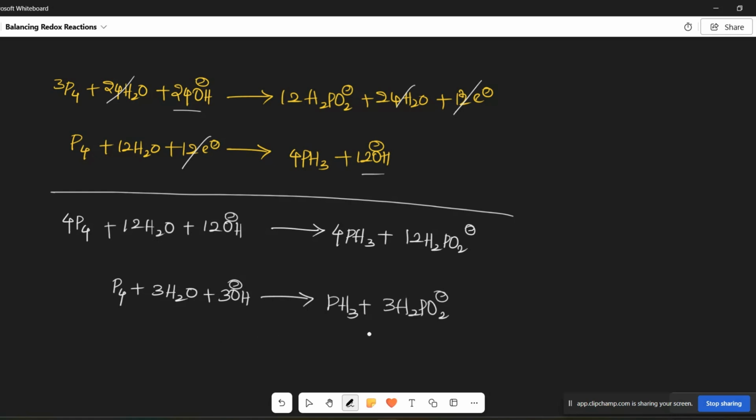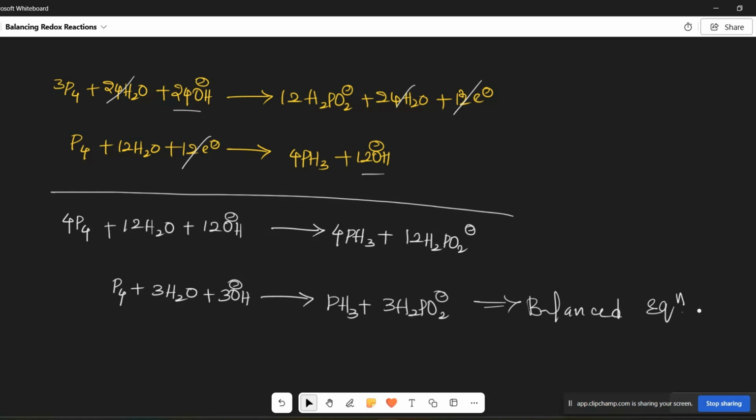We can check it out. See here, phosphorus are 4. Here also 3 plus 1, 4, right? And hydrogens, how many hydrogens are there? 3 2s are 6, 6 plus 3, 9. And here also 3 2s are 6, 6 plus 3, 9. Okay, these are also balanced. And oxygen, 3 3s are 6, and 3 2s are 6. So it is balanced, right? So this is how you can simply do it, balanced equation.